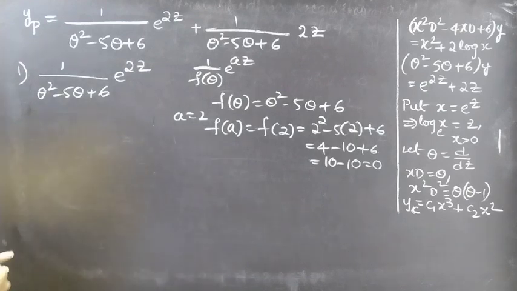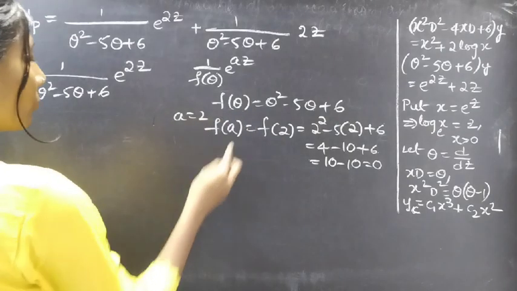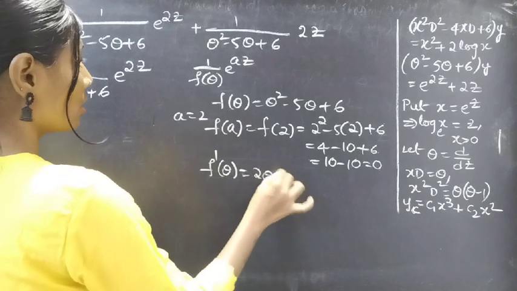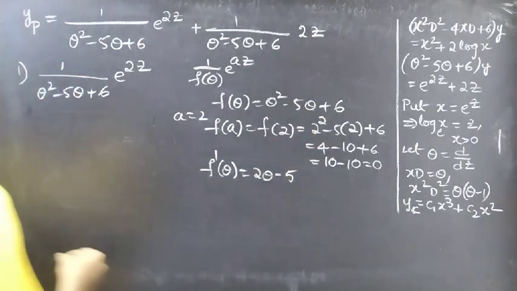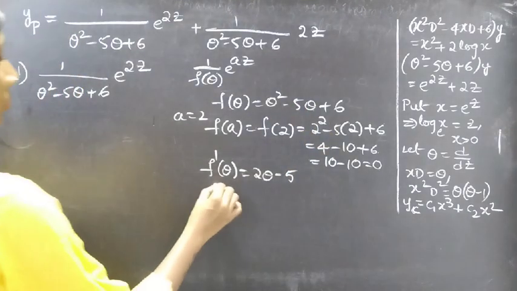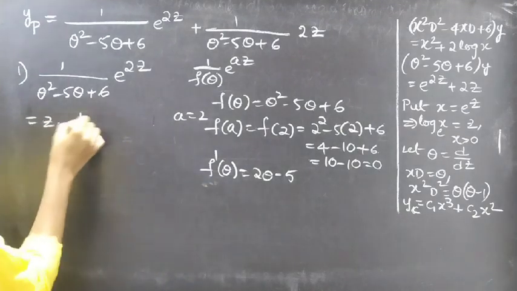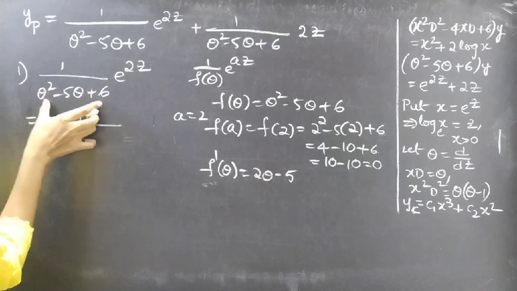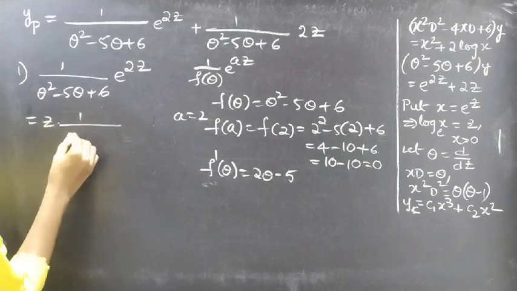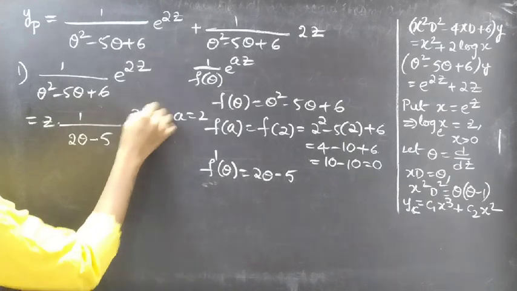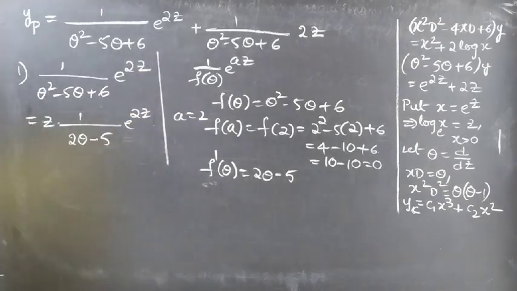So what we'll do, we'll just find the derivative of f of theta. We'll find f dash of theta, which equals 2 theta minus 5, right? Now write z into 1 by the derivative of f of theta, that is f dash of theta here. We'll get 2 theta minus 5 into e power 2z, right?